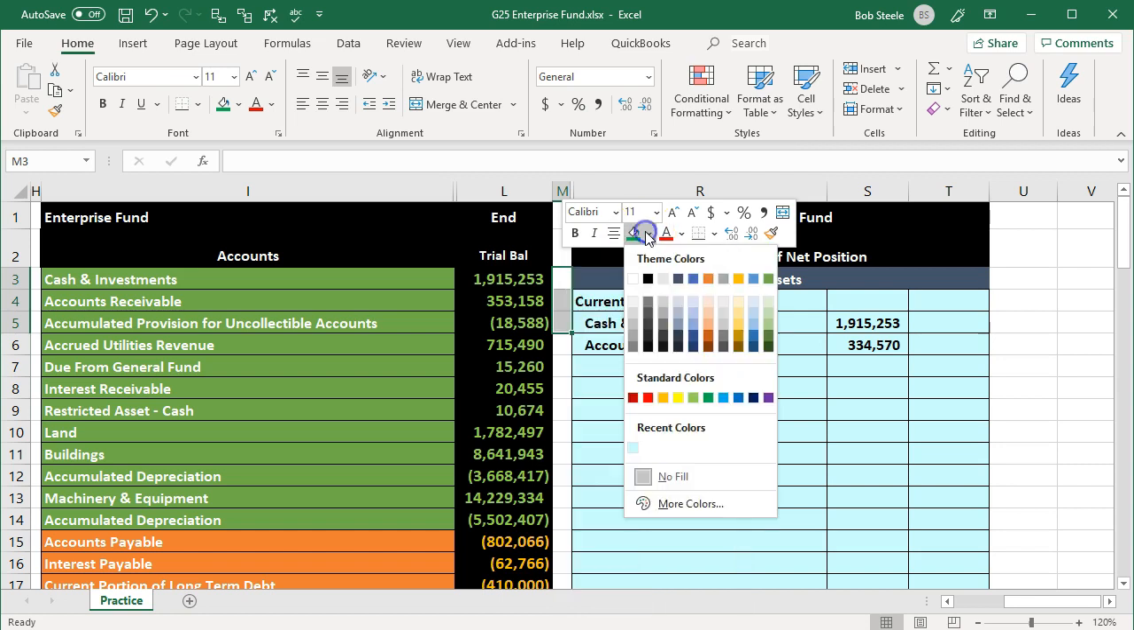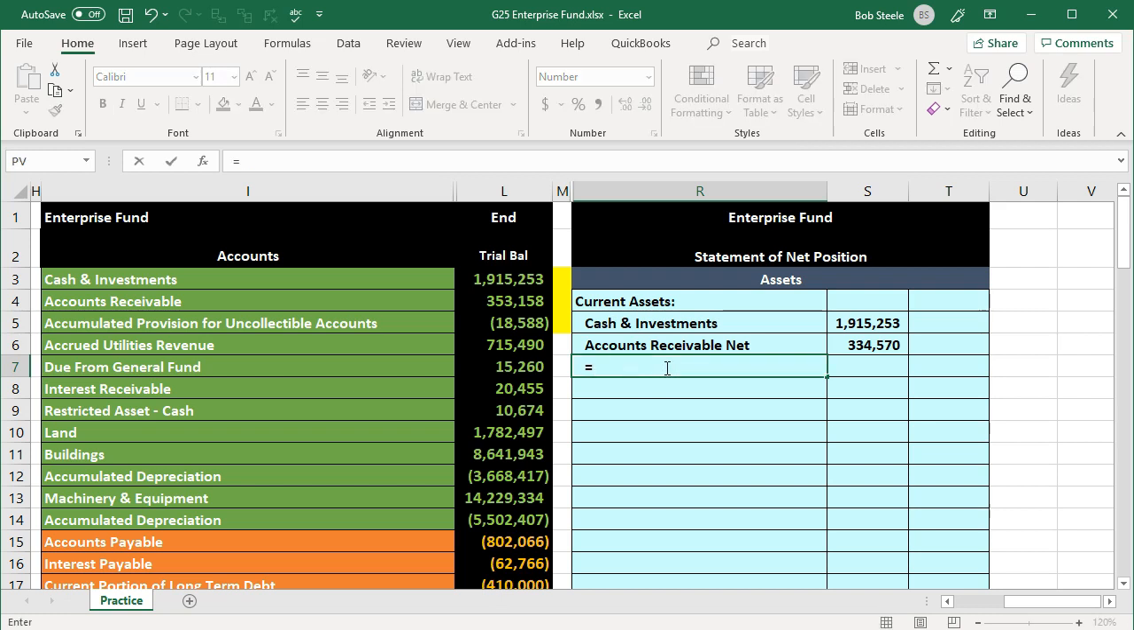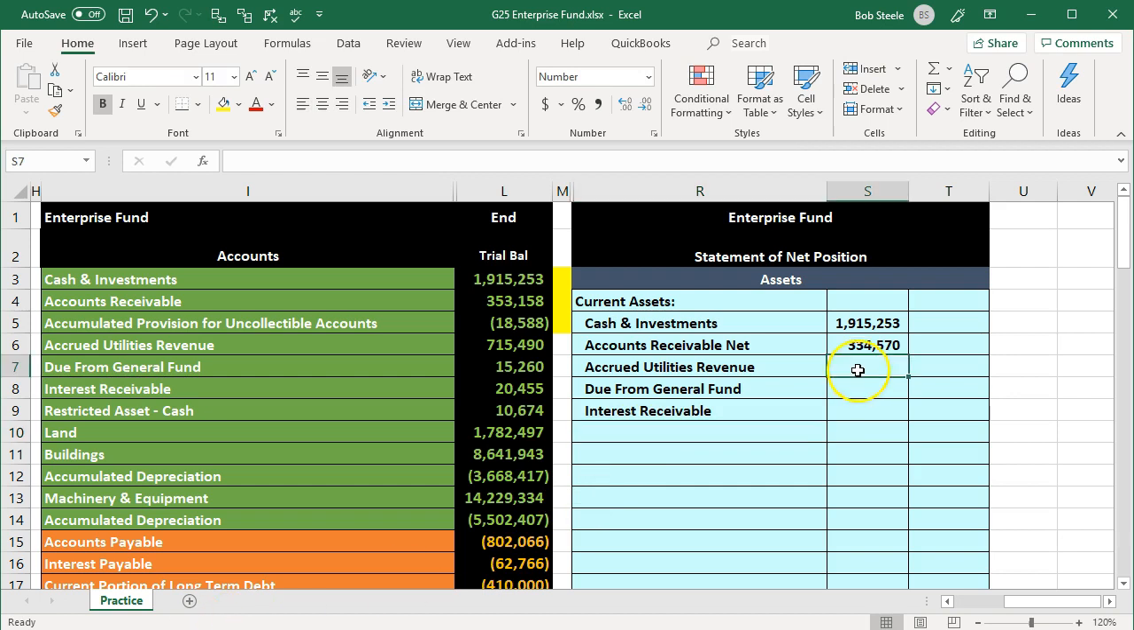I'm going to make these little squares yellow as an indication that we've been completing those, or those have been completed. And then we have the accrued utilities and the due from general fund. We're going to put that into the current assets. And then we have the interest receivable. We'll put that into the current assets as well. So let's pick these up.